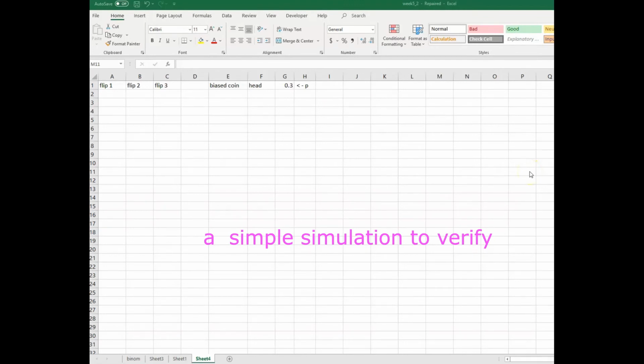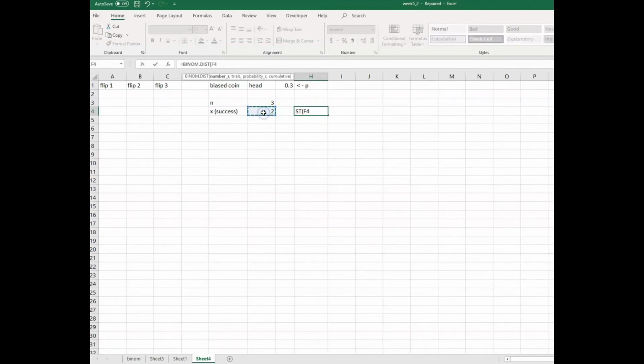Next, from the previous video, we know, suppose we have a biased coin. Let's use some numbers. Suppose we know n equals 3, and suppose x, or success, is 2. So the number of trials is 3, the probability is 30%, and false. So we got this number.